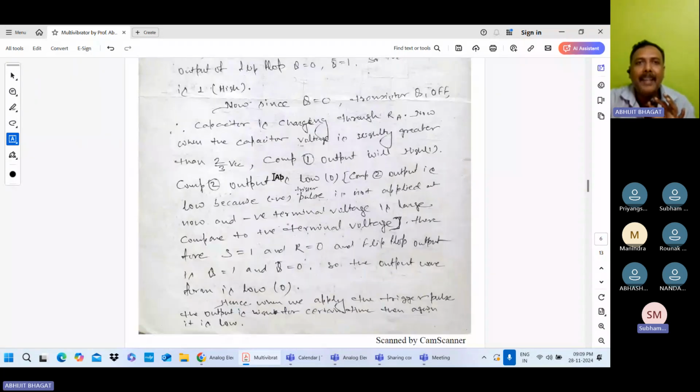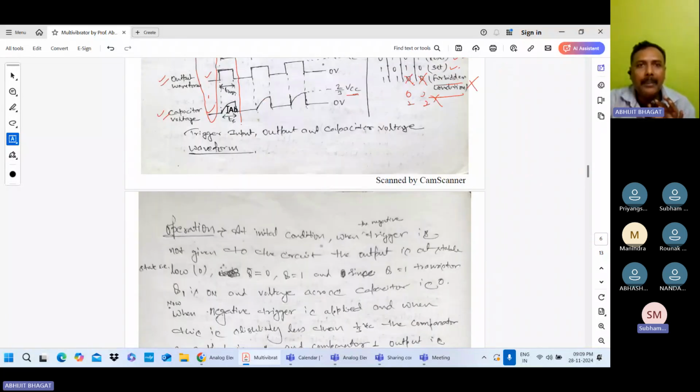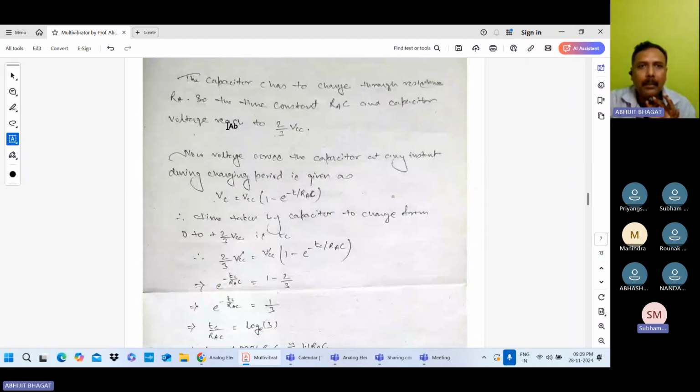ये T high निकालना होगा कि कितने टाइम के लिए ये हाई रहता है, या आउटपुट कितने टाइम के लिए हाई रहता है. तो T high इज इक्वल टू TC. TC मीन्स चार्जिंग टाइम ऑफ द कैपेसिटर. इसका थोड़ा सा कैलकुलेशन है, देख लो जरा.